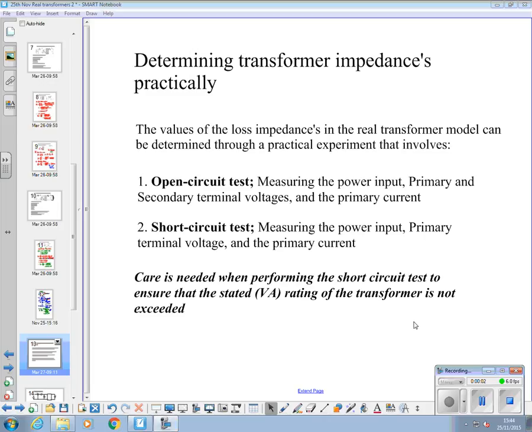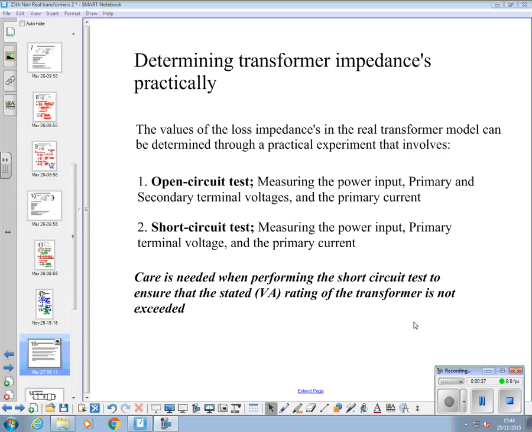Yeah, okay. With having looked at this transformer model, we're going to look at how we can actually apply it to a real transformer. So what we need is a way to find out the values of these model components, the R1, the X1, R2 and X2, and the RC and XM values for a real transformer, if we're going to be able to do this on-load, off-load analysis.